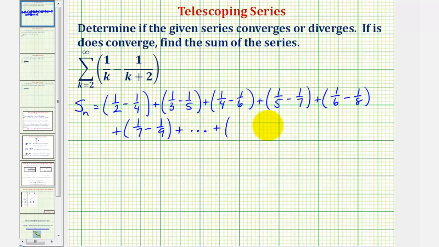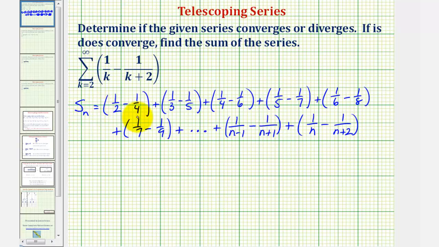Let's see if we can find the last two groups of terms. Again, the last term would be when k is equal to n, which would be 1 divided by n minus 1 divided by the quantity n plus 2, which means the previous group of terms here would be when k is equal to n minus 1, not n. So when k is n minus 1, notice how the first fraction is 1 divided by the quantity n minus 1, and the second fraction would be 1 divided by the quantity n minus 1 plus 2, which would be n plus 1.